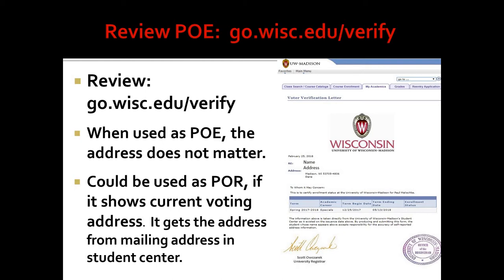go.wisc.edu/verify is available to all students. And by the way, this could also be used as proof of residence to register if the address shown is the voting address. It gets the address from the mailing address in Student Center that we saw earlier.